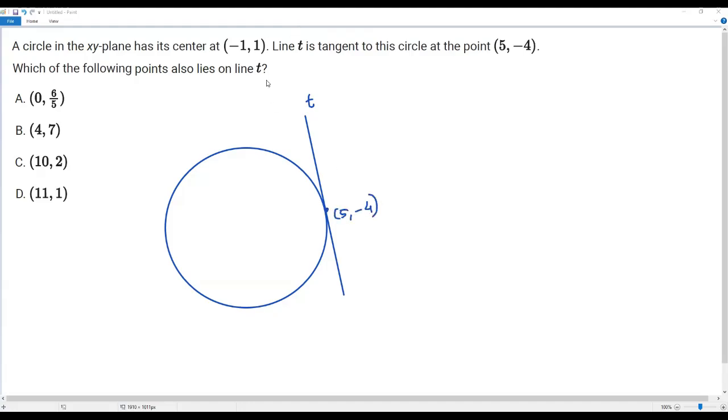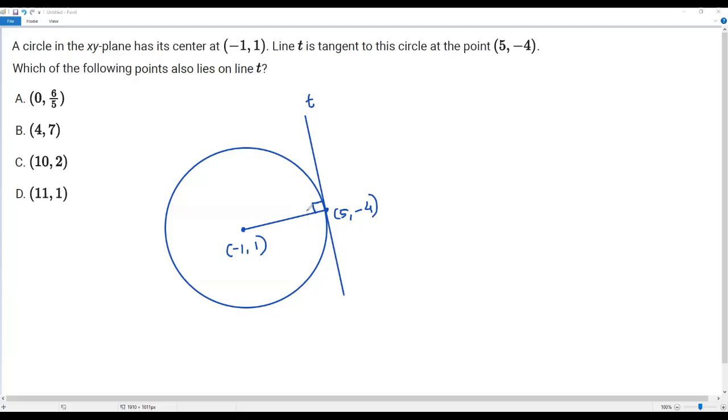And let me draw the radius. Actually, a radius is a line segment which connects the center of the circle and a point on the circle. So this line segment represents the radius of the circle, and the center of the circle is (-1, 1). And always the radius and the tangent drawn to the circle will be perpendicular at the point of intersection. So the radius over here and the tangent line T will intersect at a right angle.